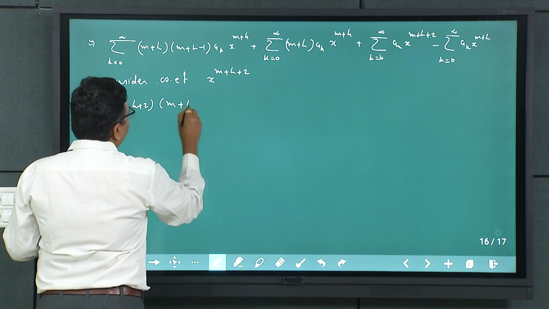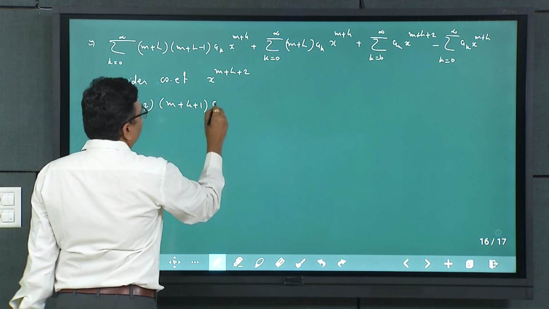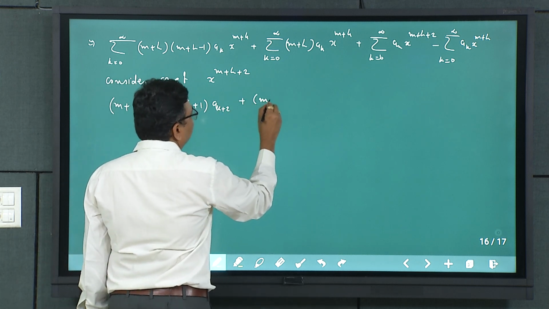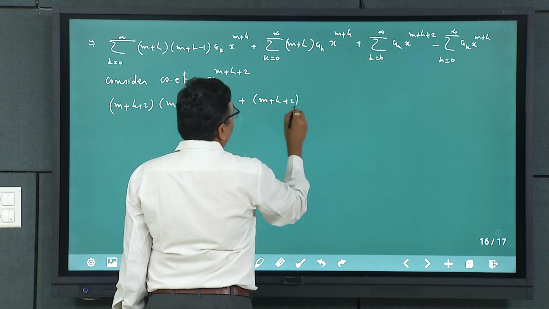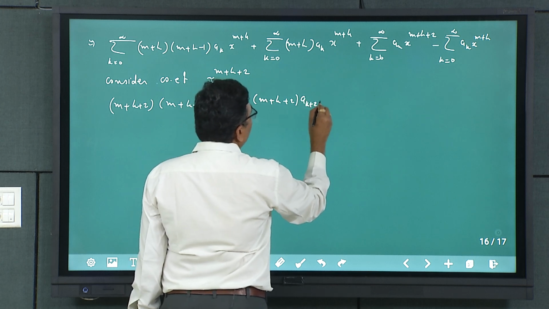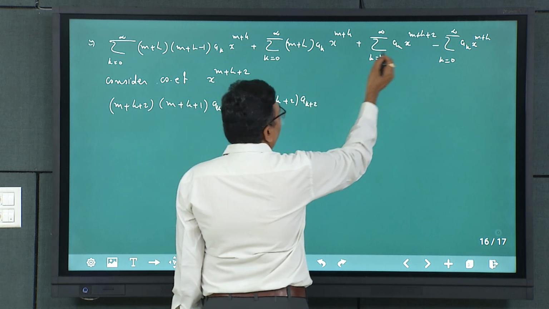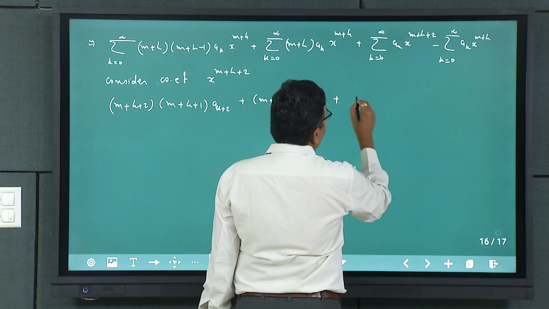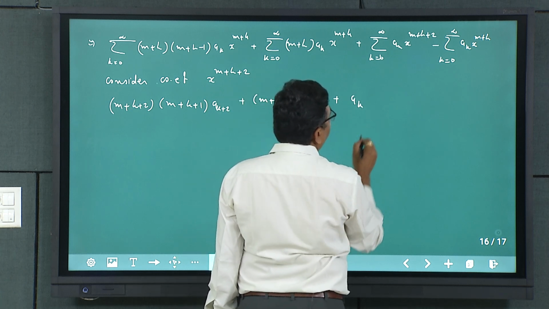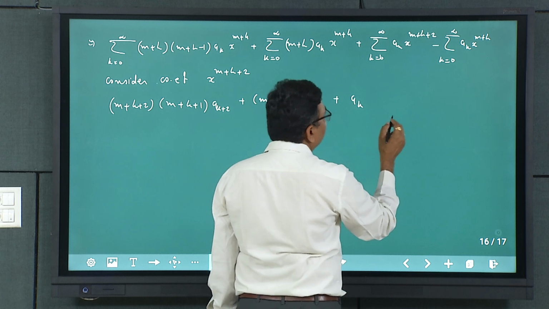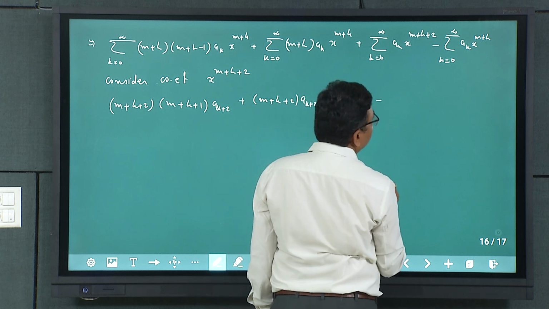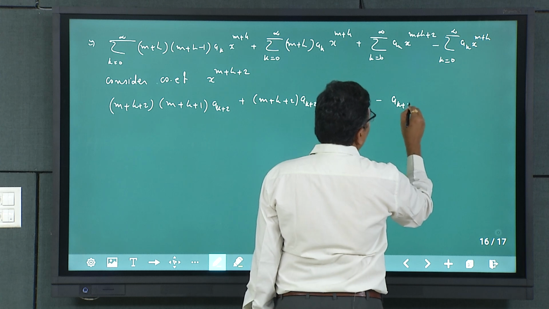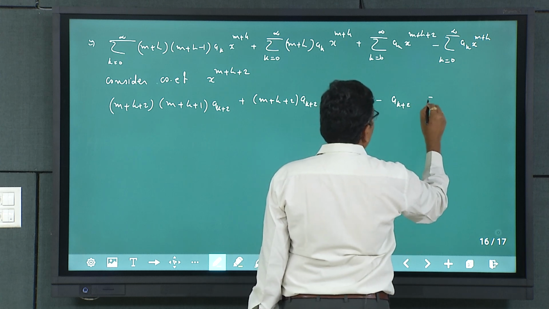m plus k plus 1 into a k plus 2 plus m plus k plus 2 into a k plus 2, right. Here plus a k, right, and here minus k is equal to k plus 2. So a k plus 2, right, this is equal to 0.